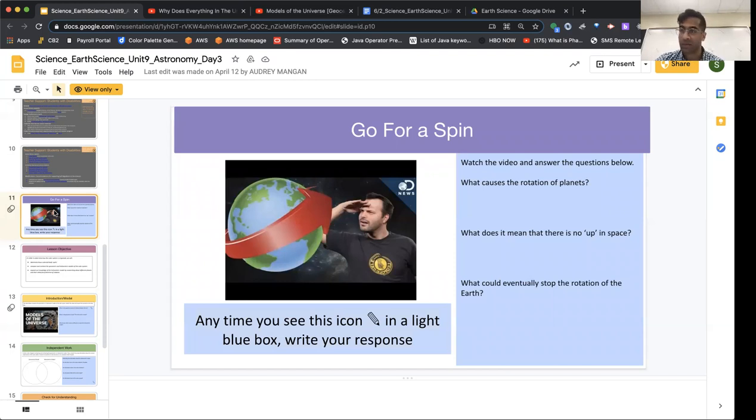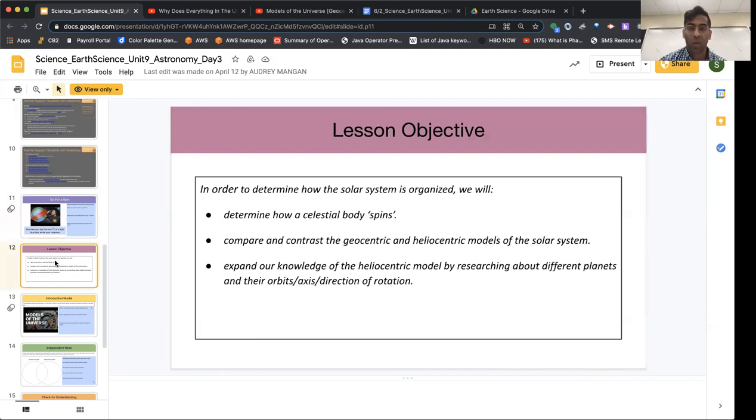All right, we live on a planet. The sun, which is at the center of our solar system, is a star. And so again, we want to understand why and how a celestial body spins, and then we want to contrast and compare the geocentric and heliocentric models of the solar system. And I'm going to explain why eventually we went with the heliocentric model. Finally, we'll expand a little bit more on the heliocentric model.